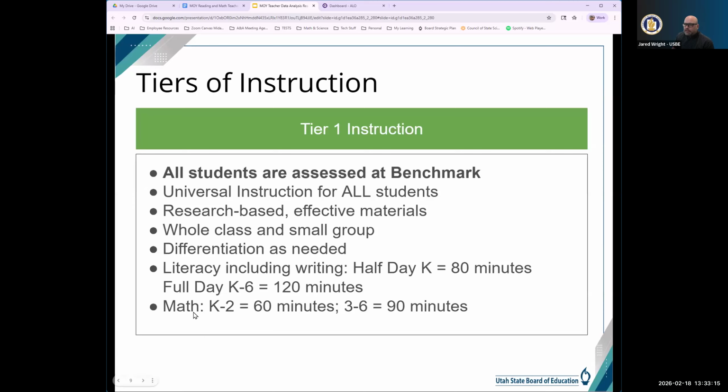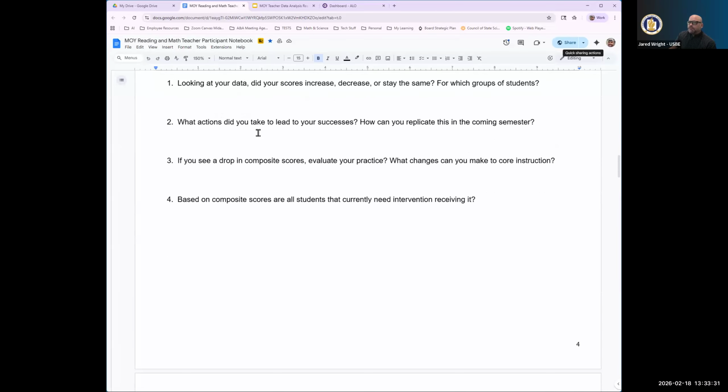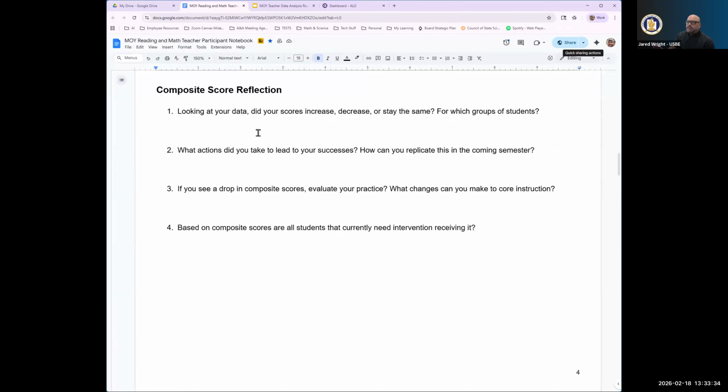So in the participant notebook on page 4 are 4 different lines, and there's a couple questions for each one. Looking at your data, did your scores increase, decrease, stay the same, etc. For which groups of students? What actions did you take that led to success? And then how are you going to replicate that coming up? And then if there was a drop in scores, what might have been happening?